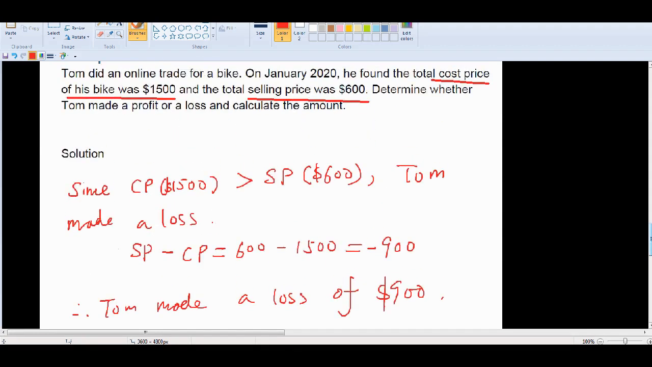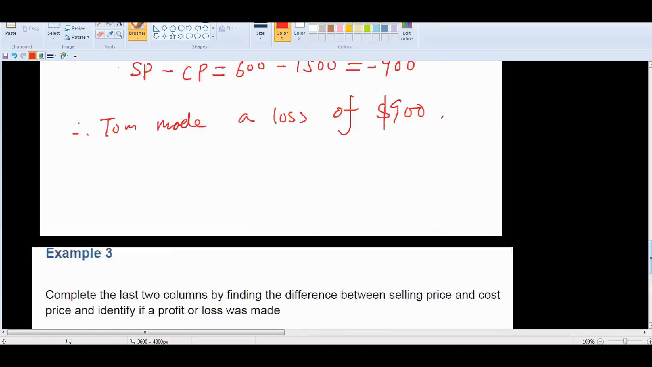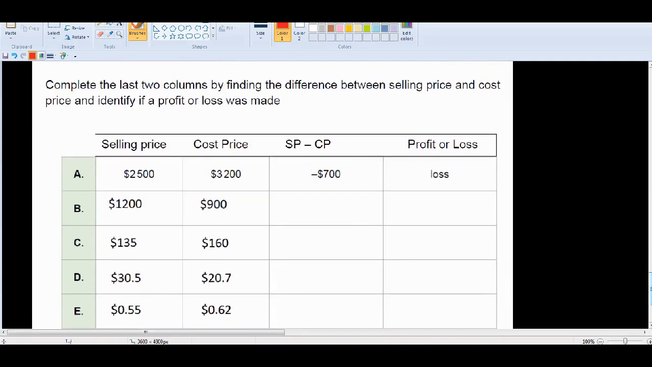That's the answer. I'm going to give you some time. There's a table with selling price, cost price, and selling price minus cost price, and you need to determine whether this is a profit or loss. This is about the value between the selling price take away cost price. For example, for A, selling price is $2,500, cost price is $3,200.